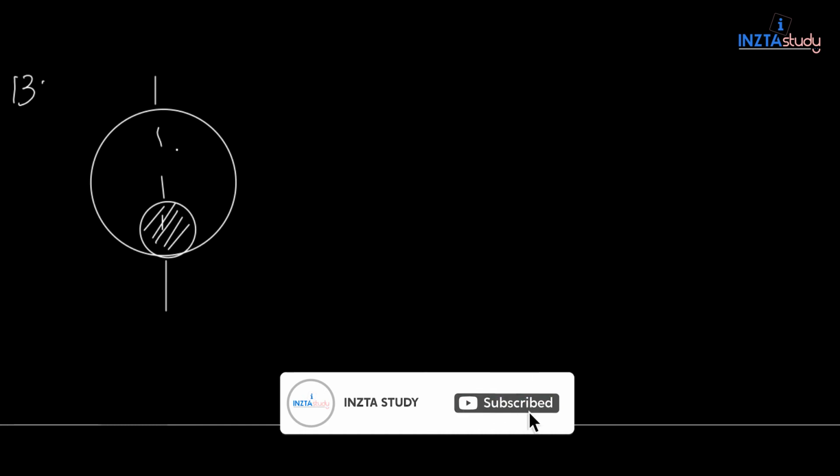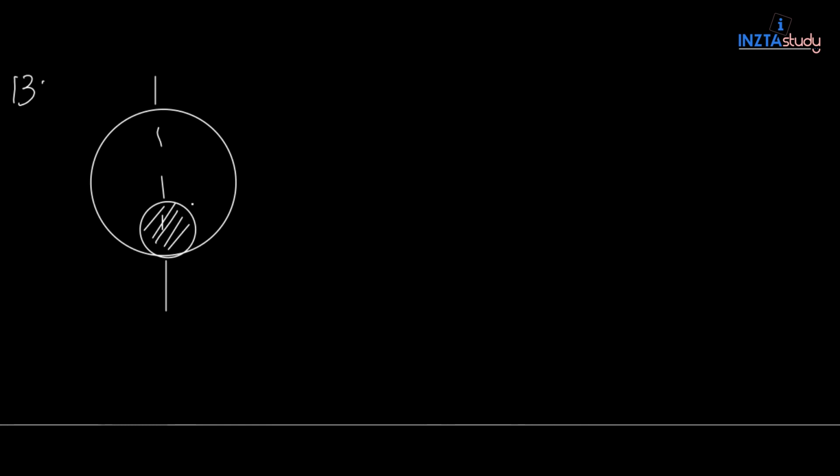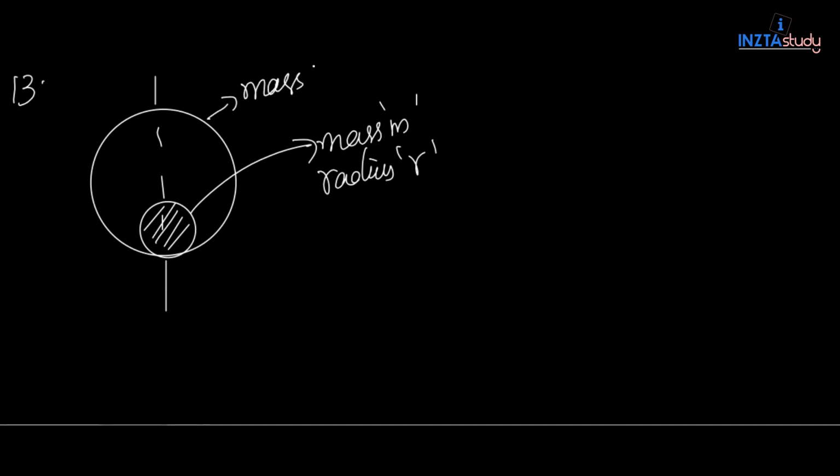Question says the solid sphere of mass m and radius r is placed inside another thin spherical shell of mass capital M and radius r. A particle of mass m dash is placed on the line joining the two centers at a distance x from the point of contact of the sphere and shell.